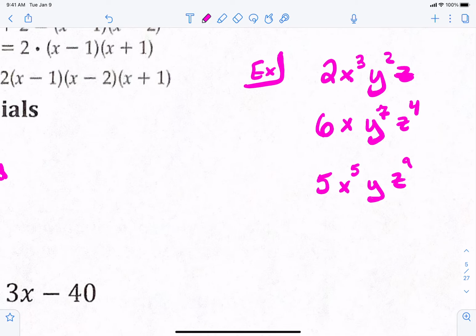2, 6, and 5. What number do we have to use? You want the lowest number, the lowest number that all of them go into. And then do your variables.